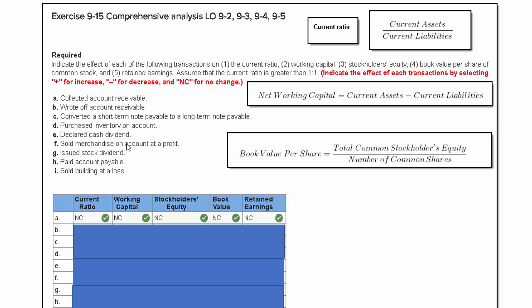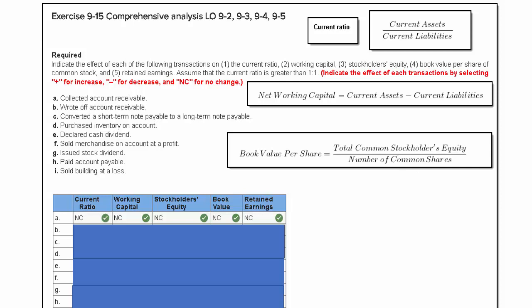Now here are the transactions listed here, and I've put some definitions on the screen for you. Current ratio is current assets divided by current liabilities. That's how we calculate it. Net working capital is current assets minus current liabilities, and book value per share is calculated by taking total common stockholders' equity and dividing it by the number of common shares.